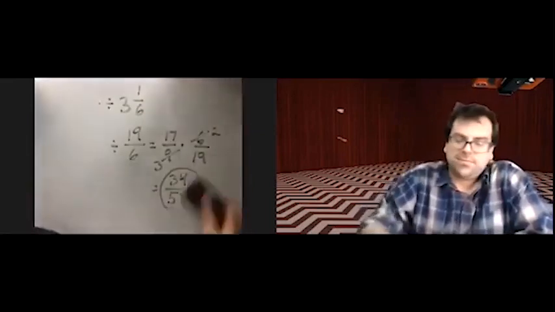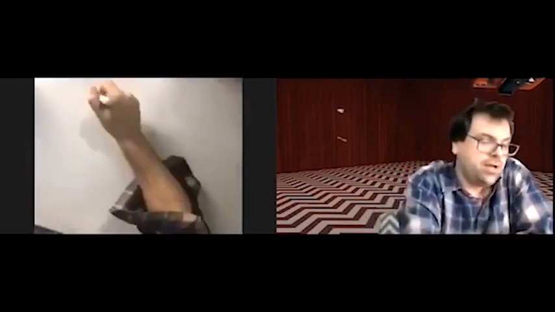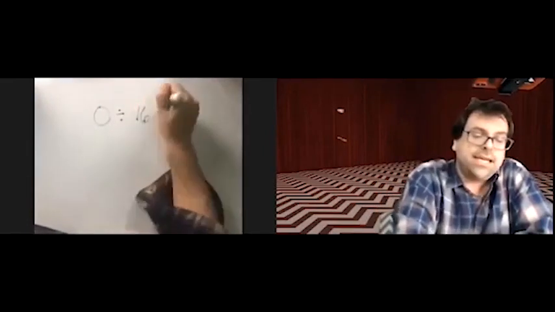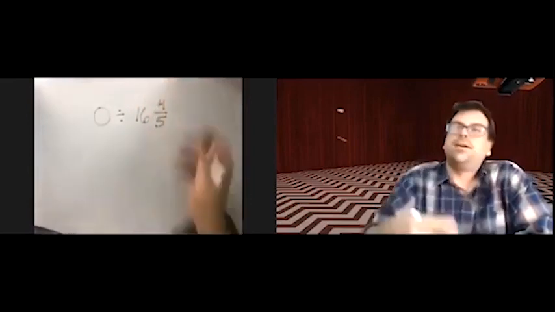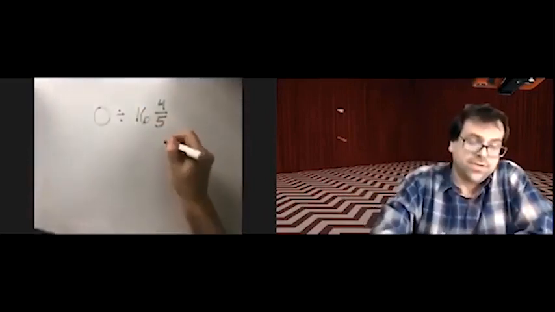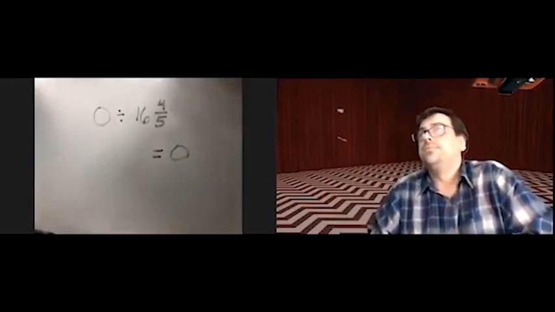Let's do another mixed number problem. See if you're paying attention. 0 divided by 16 and 4/5. Well, we have division involving 0. The 0 comes first and not second. So the answer is just 0.